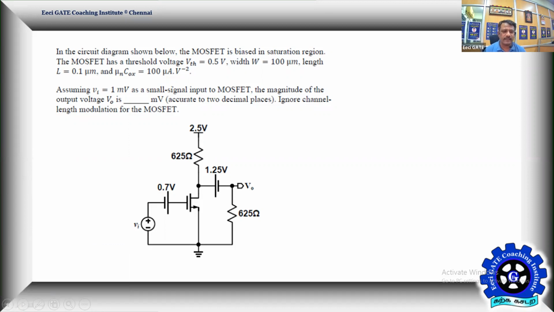So in the given circuit diagram shown below, the MOSFET is biased in saturation. Already the NMOS is shown very clearly. It is biased in saturation.